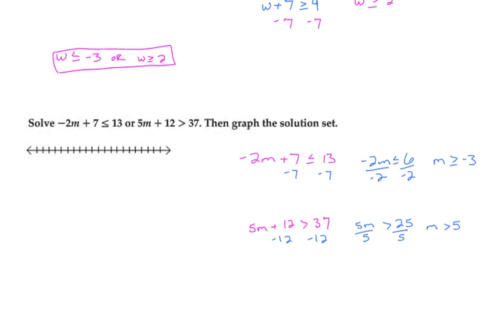Okay, we have -3, so I'm going to say -4, -2, 0, 2, 4, 6. Okay, so I'm going to graph greater than or equal to -3. And then it says, or it could be greater than 5, which is right here. Well, look at this. All of those greater than 5 are included in the greater than or equal to -3. So I'm going to say included in m is greater than or equal to -3.